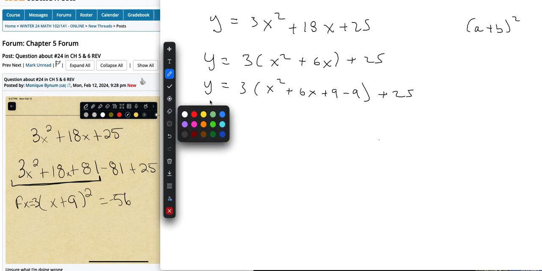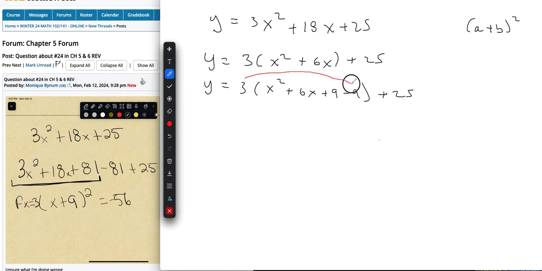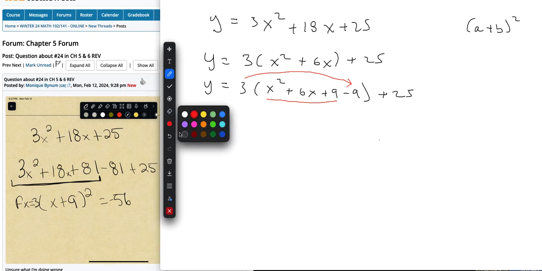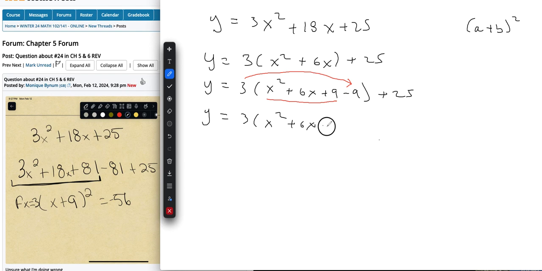And then I'm going to do this really weird thing where I selectively distribute. So this minus 9 is here just to balance out the plus 9. The part of this that I want is right there because that's going to factor down to that chunk squared. But I've got to get that minus 9 out of the way first. So that would look like y equals 3 times x squared plus 6x plus 9. And then 3 times negative 9 to get that out of the parentheses comes out as a minus 27.